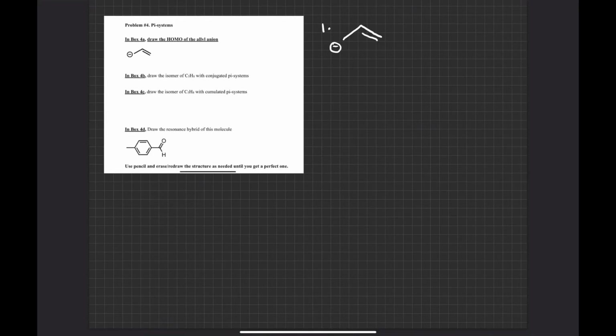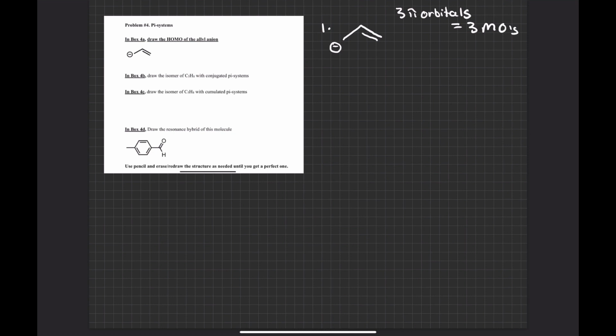Today we are going to be solving problem 4. 4a wants us to draw the HOMO of the allyl anion. So one thing to note about the allyl anion is that it has 3 pi orbitals. Since the number of atomic orbitals must equal the number of molecular orbitals, there are also 3 molecular orbitals.